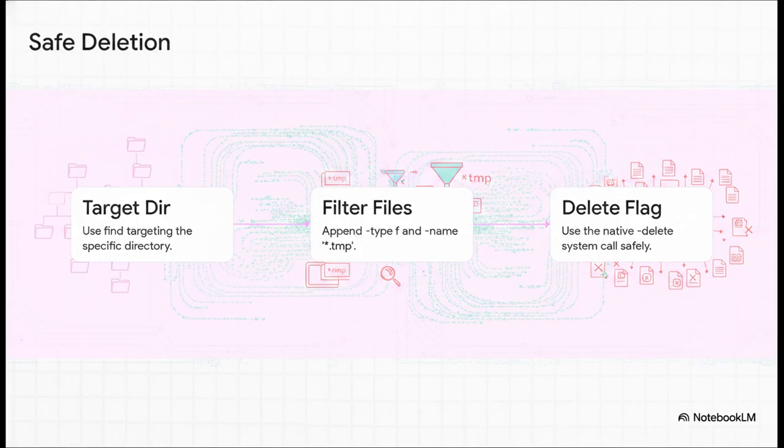First, we use the find command, targeting our specific sessions directory. Second, we narrow it down by appending -type f for files and -name "*.tmp" to ensure we're only targeting those rogue session tokens. And finally, the magic touch. We use the native -delete system call flag. This processes the file system tree sequentially, streaming the delete process directly through kernel space without ever expanding the shell environment argument array. It's an absolute game changer.